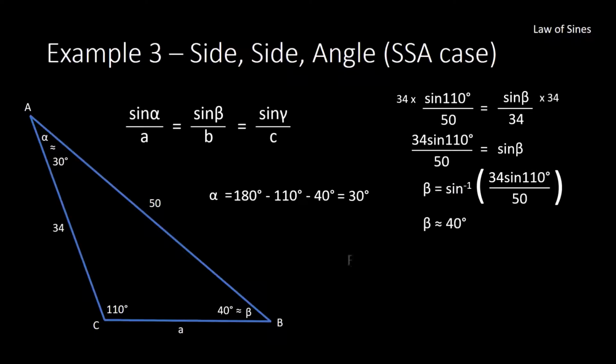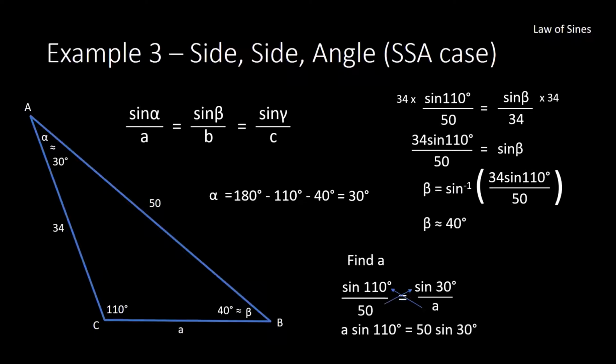The only thing we have left is side A. To find A, we set sine of 110 degrees divided by 50 equals sine of 30 degrees divided by A. Cross multiply and get A times sine of 110 degrees equal to 50 times sine of 30 degrees. A will be equal to 50 times sine of 30 degrees divided by sine of 110 degrees, which is approximately 26.6.